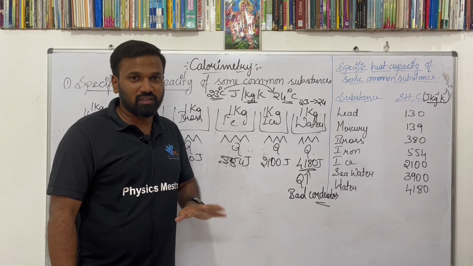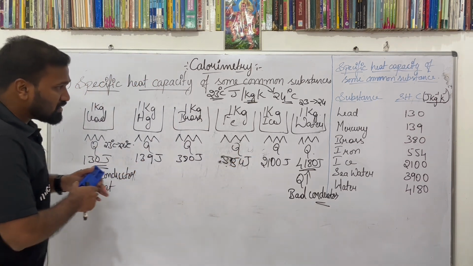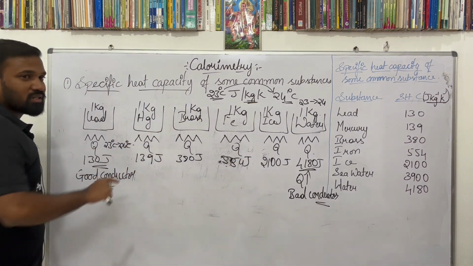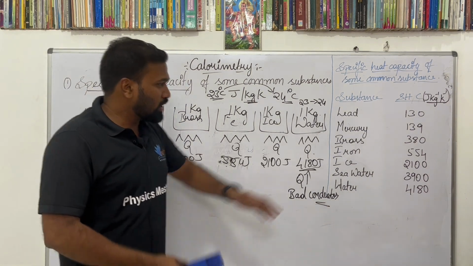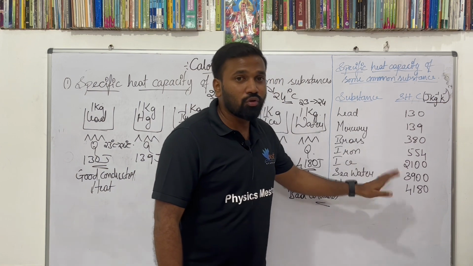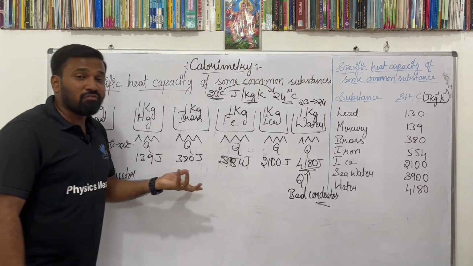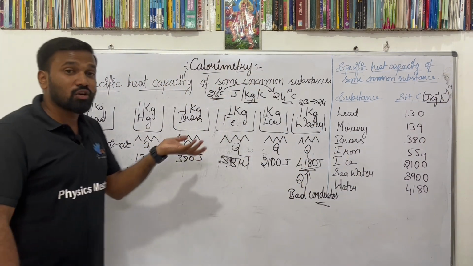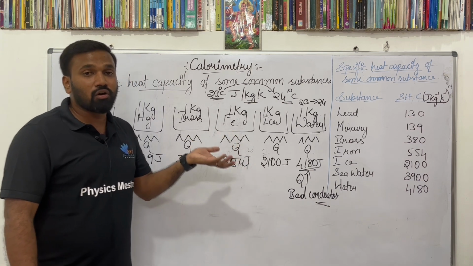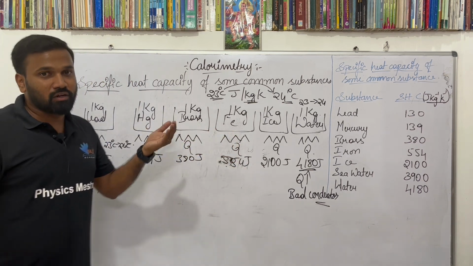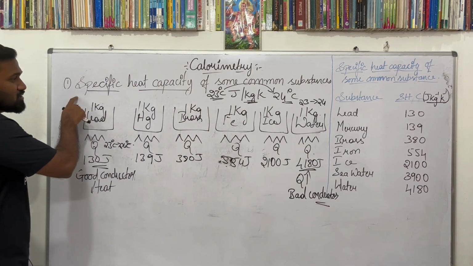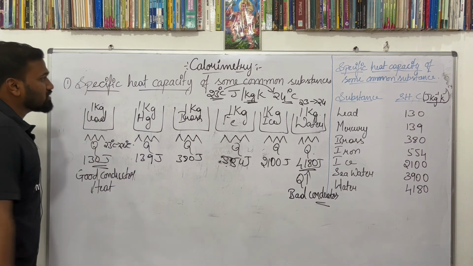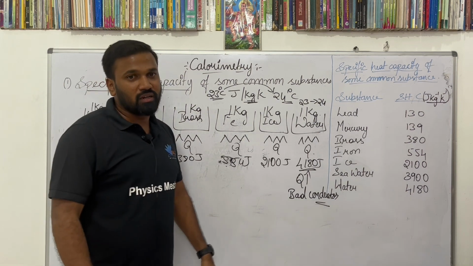Clear? Yes, fine. Upon this concept, they will frame some application level questions. So there is no need to memorize these things, but you need to know when we have to call a substance a good conductor of heat and when we need to call a substance a bad conductor of heat. This is what we need to understand under the concept of specific heat capacity of some common substances.